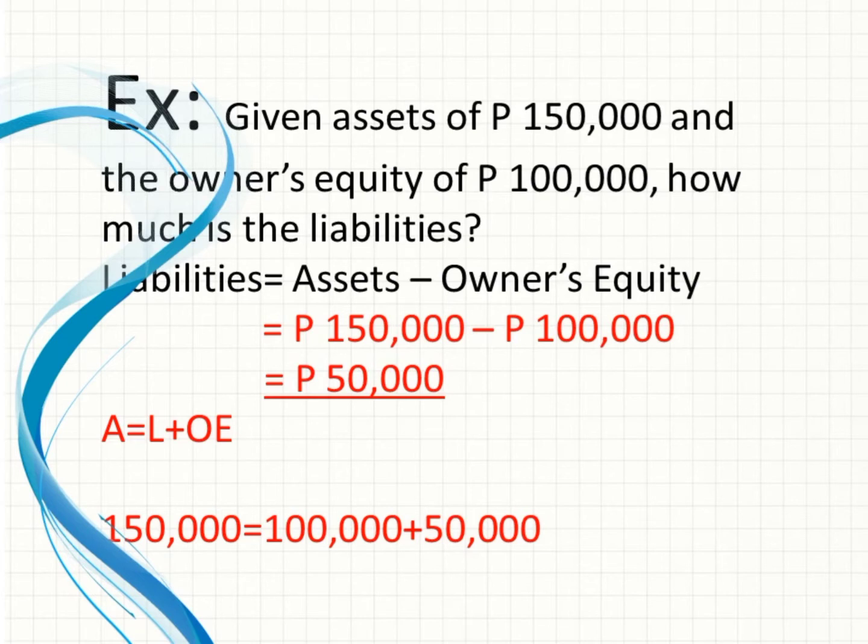Now, check the accounting equation. Assets is equal to liabilities plus owner's equity. So 150,000 assets and the total of the other side is also 150,000. So the accounting equation is equal.